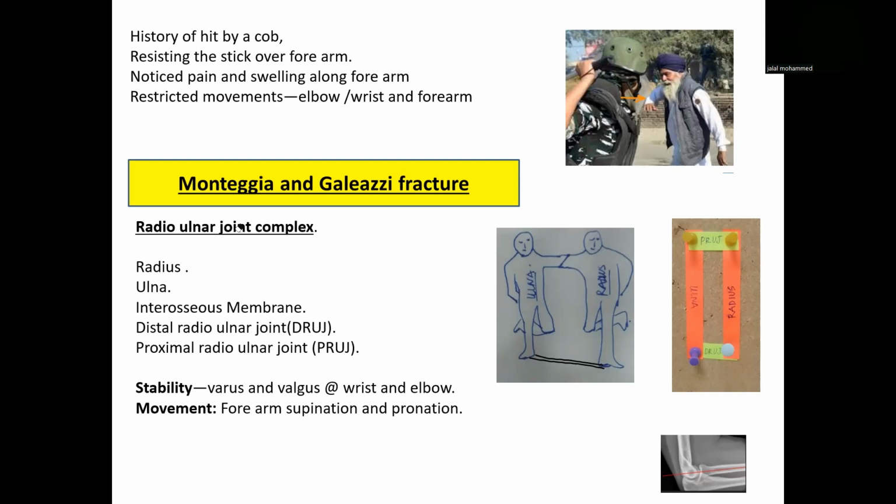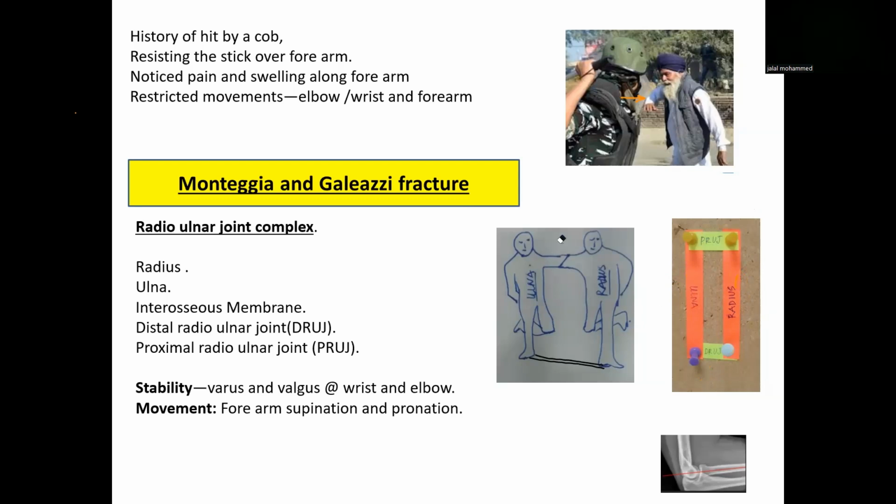So before starting the class today, you need to know what the radio-ulnar joint complex is. So if you see, this is a radio-ulnar joint complex. It is formed by the proximal radio-ulnar joint, then ulna, distal radio-ulnar joint, and radius. So we have four components here: 1, 2, 3, 4. So anything affecting a single component out of these four components, all four components will have some effect, and it affects the elbow joint, wrist joint, and radial ulnar joint.